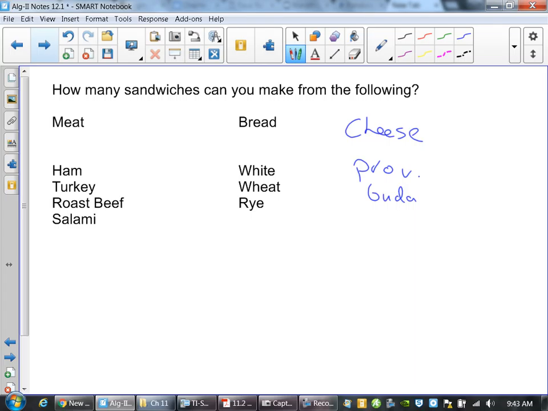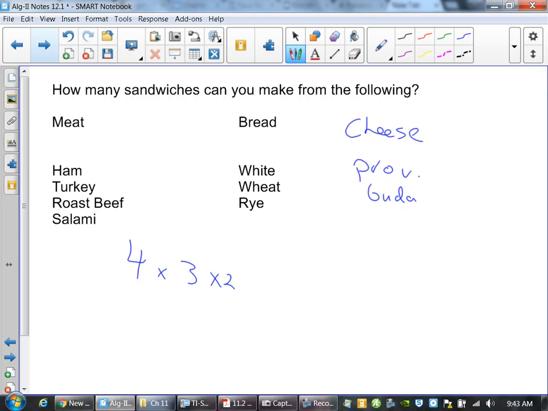So we just have 2. Now how many sandwiches can you make? 4. All you're doing is taking your possibles. One of the ways you could figure these things out is you could have made a diagram, but isn't that a waste of time? Yes.